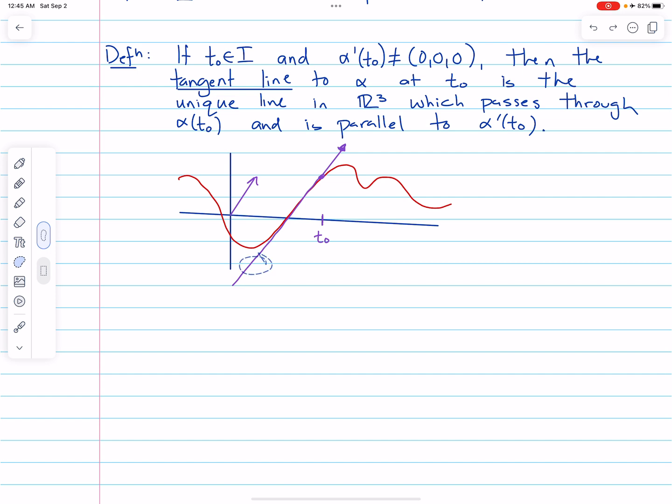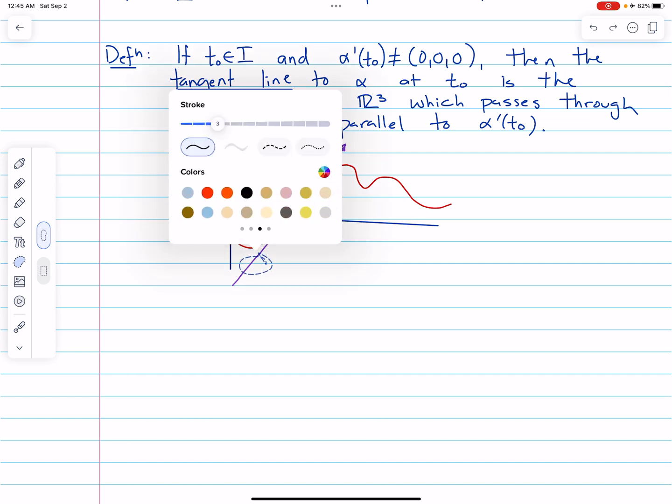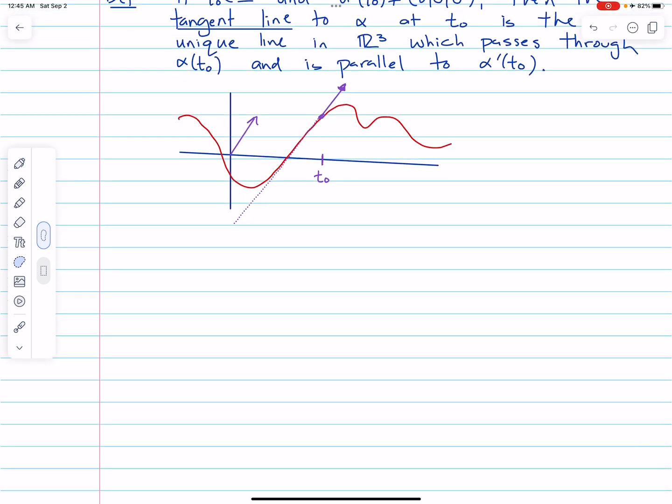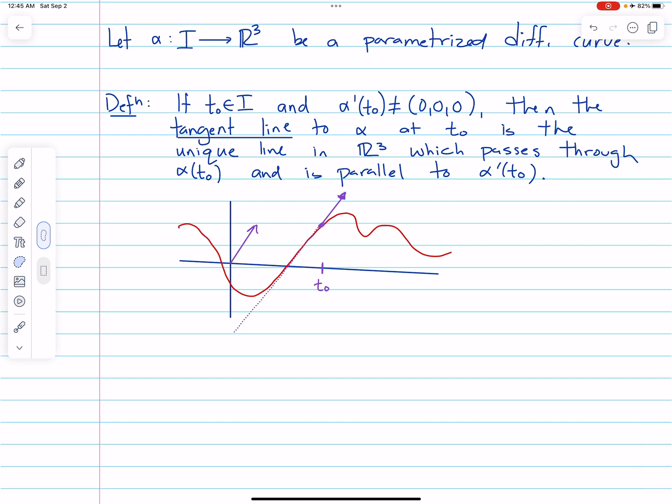So it's exactly what you think the tangent line should be. It's the line that passes through the point on the curve and whose direction is the same as the tangent vector at that point. Now the problem is that if the derivative vanishes at t naught, if the tangent vector to the curve is 0 at t naught, then there is no well-defined line through this point. Because if the vector is 0, then there's no way to find a well-defined line through that point pointing in that direction.